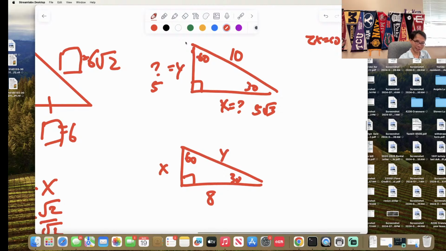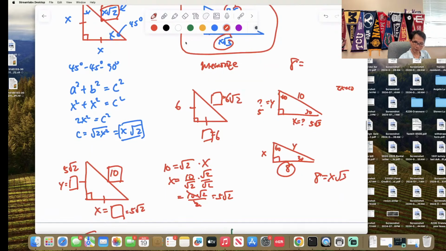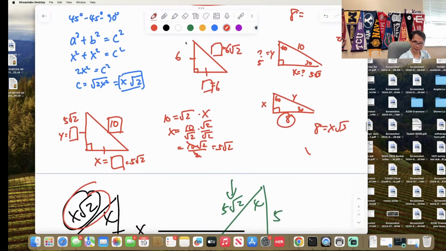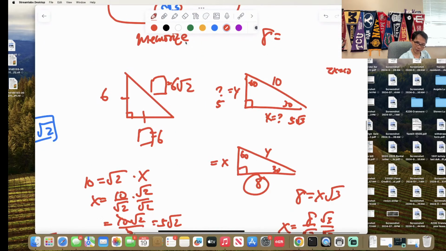Yeah, because you take it 8, you set it equal to this ratio. So be 8 equal to x root 3. So x equal to 8 over root 3. Rationalize. So be 8 root 3 over 3. So therefore is 8 root 3 over 3.